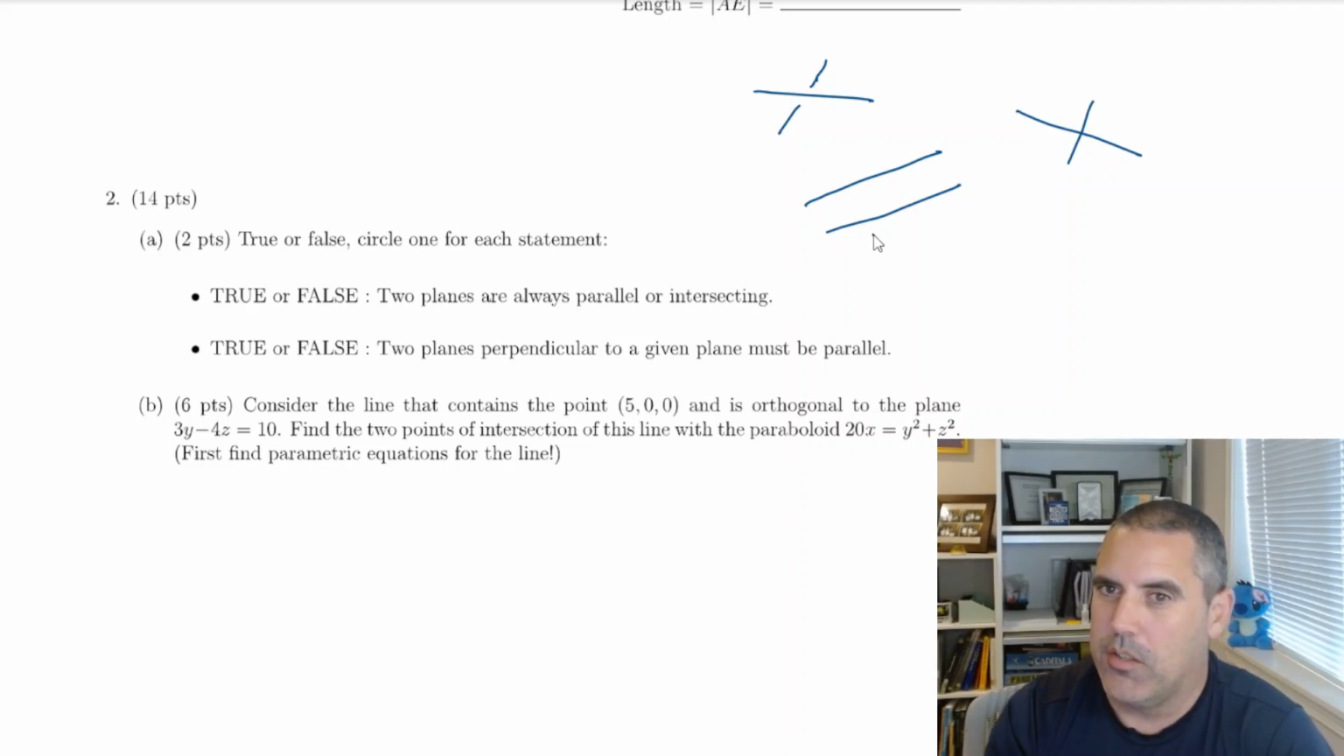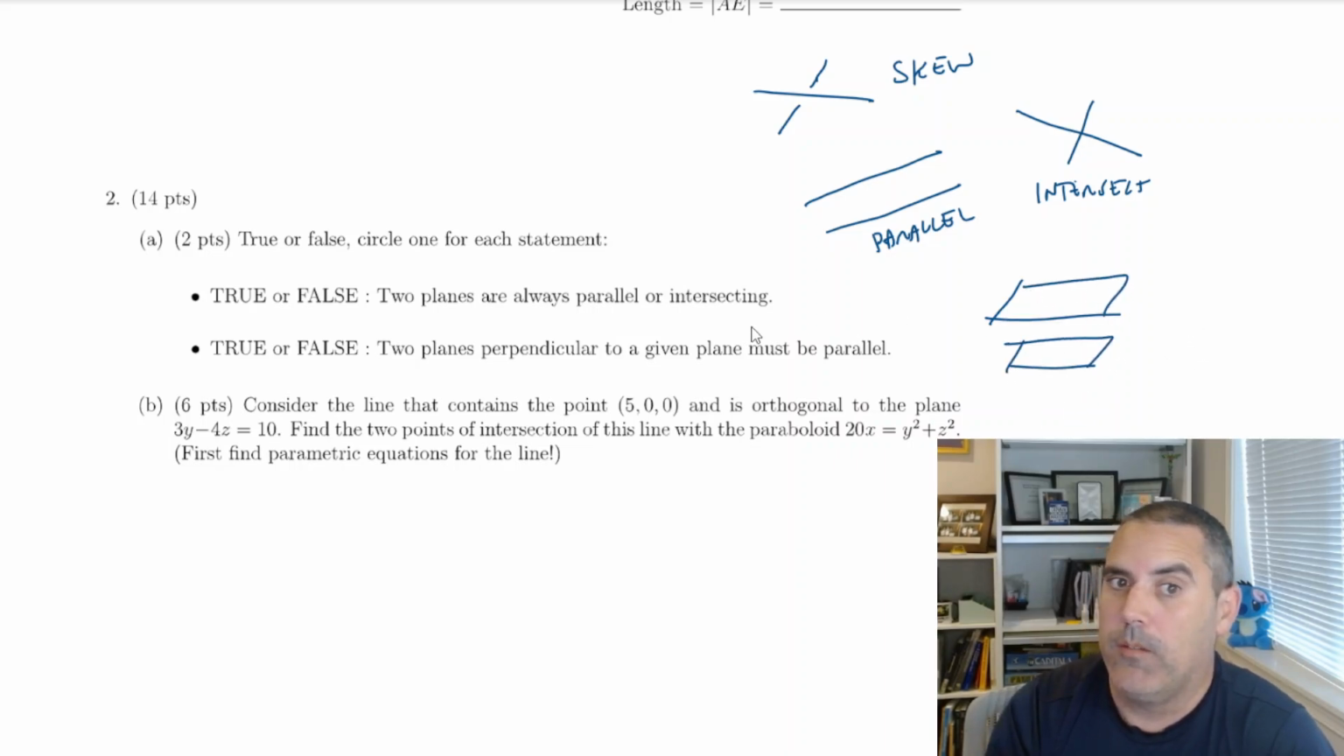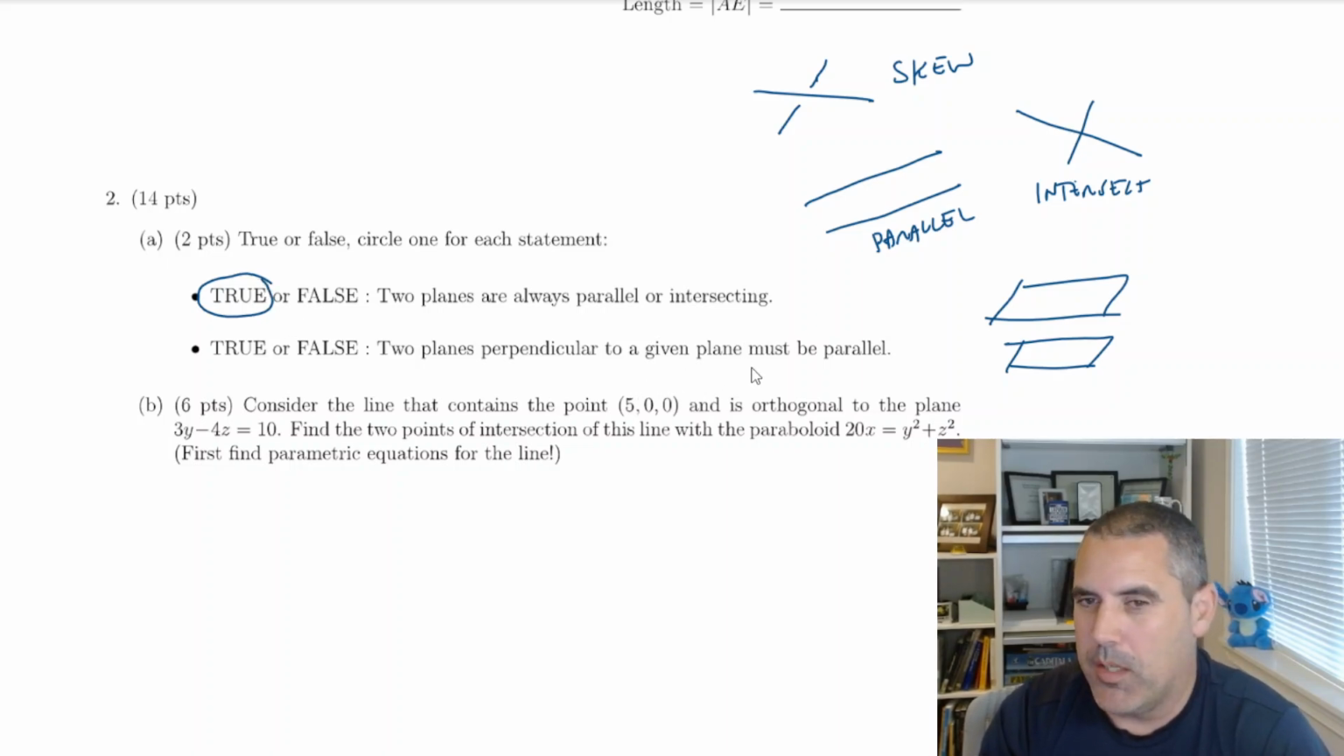So for lines, you can have parallel, intersect, or skew. But for planes, they're either parallel or they have to hit at some point. Two planes are always parallel or intersecting. That's true. Two planes perpendicular to a given plane must be parallel.